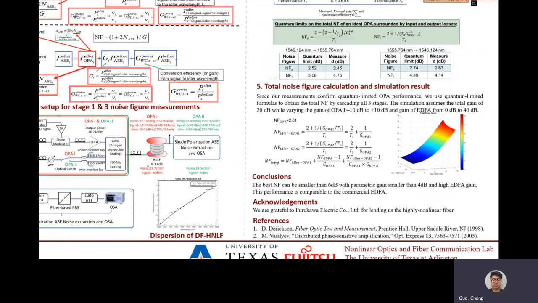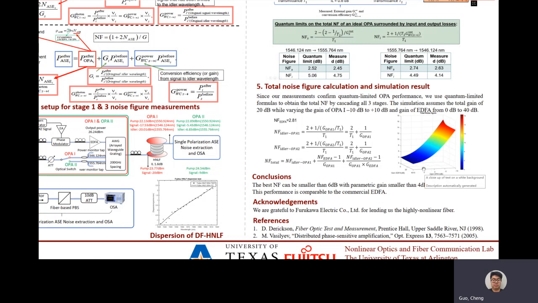And in the final part, based on the experiment we did before, we give a theoretical model to show how much noise figure we can get when we change the gain of the first stage and the second stage. Through this plot, you can see we can get very small noise figure when we use a very strong second stage gain and not a very strong first stage gain. So it's acceptable to have a low power pump of OPA and high gain EDFA.